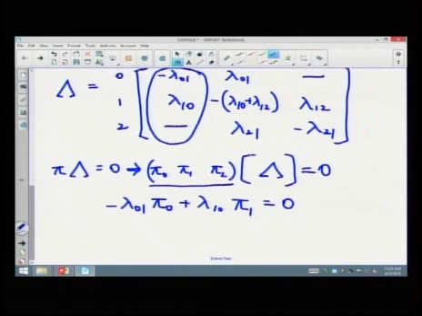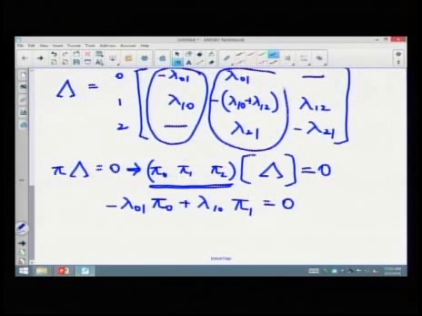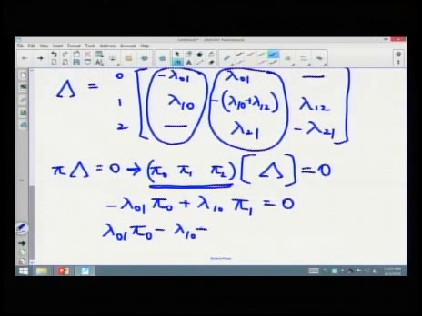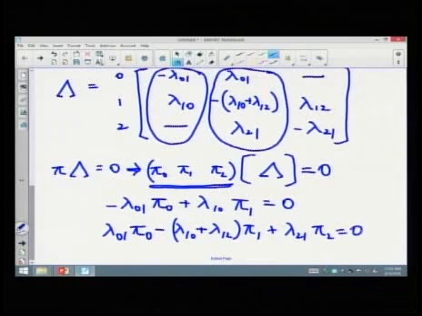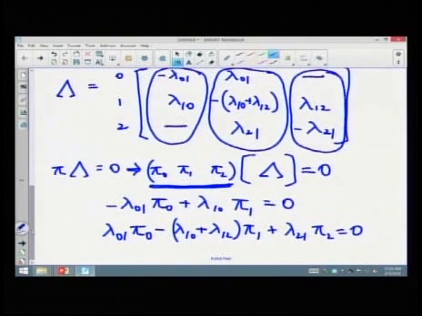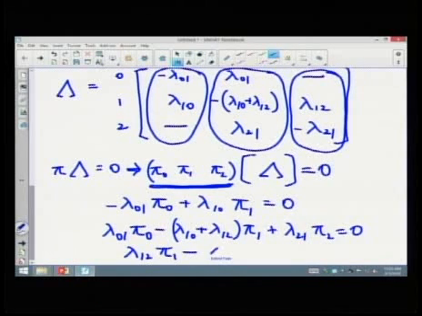Is that right? The next equation is pi times the second column of matrix lambda. So lambda 0,1 pi 0, minus the sum of lambda 1,0 and lambda 1,2 times pi 1, plus lambda 2,1 pi 2, equals 0. The last one would be pi times the third column of the matrix lambda. So that's going to be lambda 1,2 pi 1, minus lambda 2,1 pi 2, equals 0.